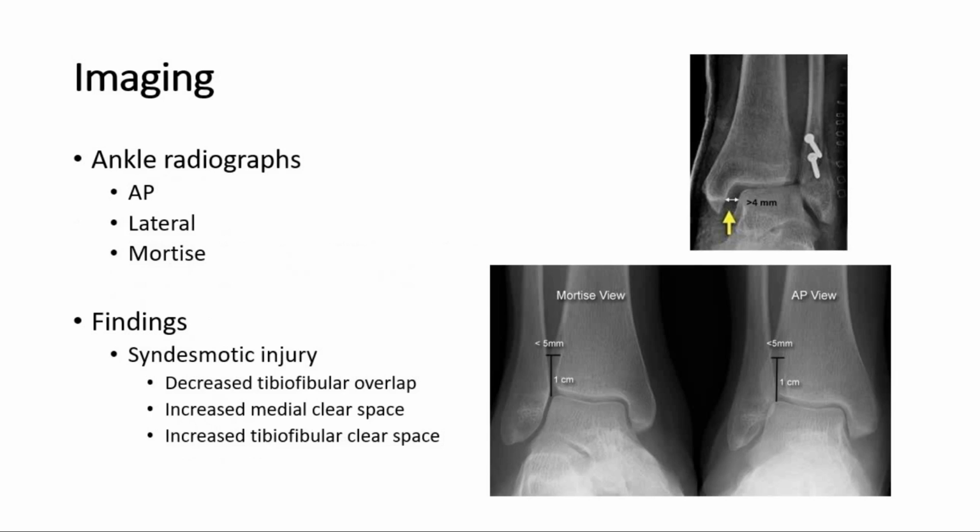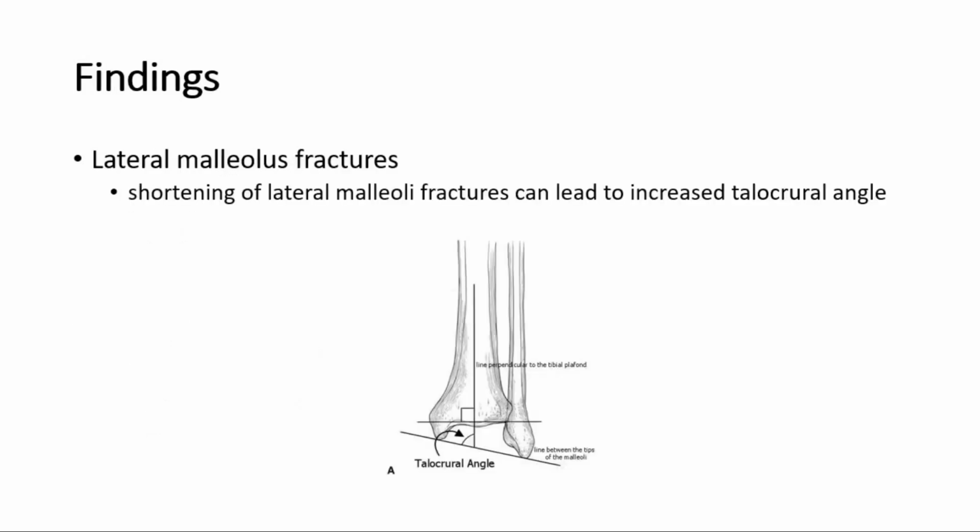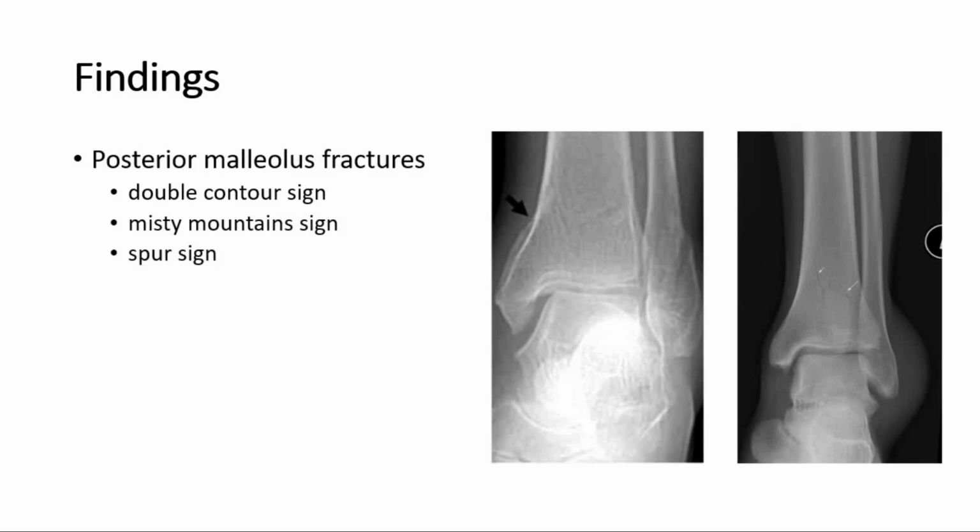For imaging, ankle radiographs with AP, lateral, and mortise view can be used to assess the fracture. If there is syndesmotic injury, there will be decreased tibiofibular overlap, increased medial clear space, and increased tibiofibular clear space. For lateral malleolus fracture, shortening of lateral malleoli fractures can lead to increased talocrural angle. For posterior malleolus fractures, possible findings are double contour sign, misty mountain sign, and spur sign.